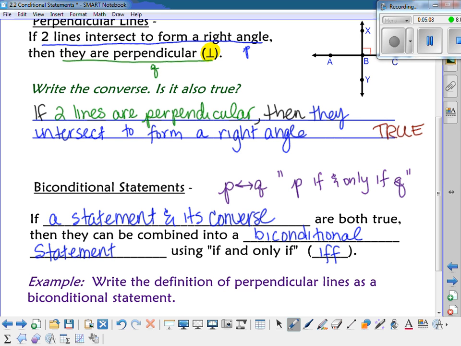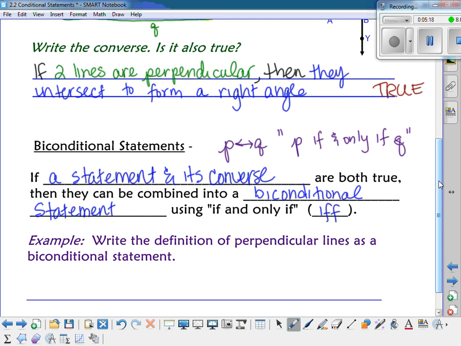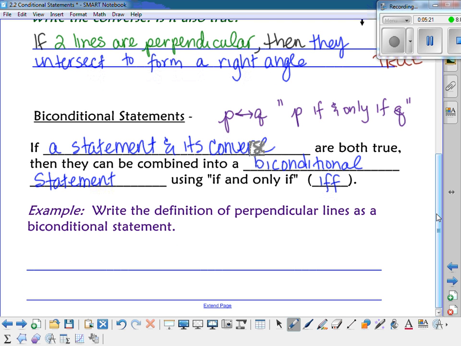All right, so for example, we can write a definition of perpendicular lines as a biconditional statement. I can take the hypothesis and conclusion from up above and rewrite it as a biconditional statement. So, two lines are perpendicular if and only if they intersect to form a right angle.